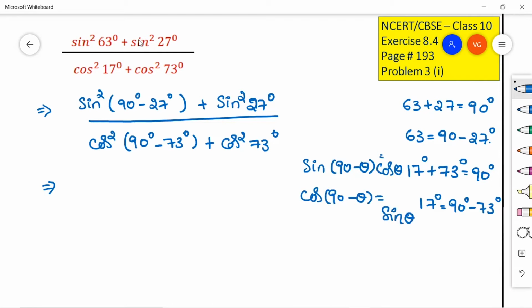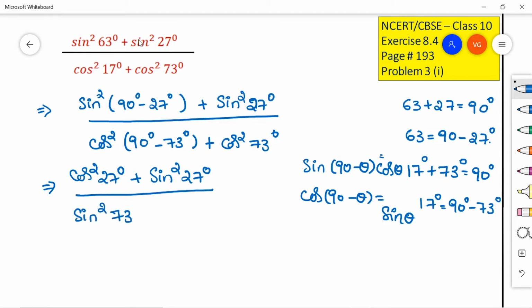Here I can replace in the numerator sine square 90 minus theta, that goes to cos square theta, that is cos square 27 degree plus sine square 27 degree, divided by cos square 90 minus theta, which is sine square theta, sine square 73 degree plus cos square 73 degree. So both the numerator and denominator are of the form cos square theta plus sine square theta or sine square theta plus cos square theta, which is nothing but 1.